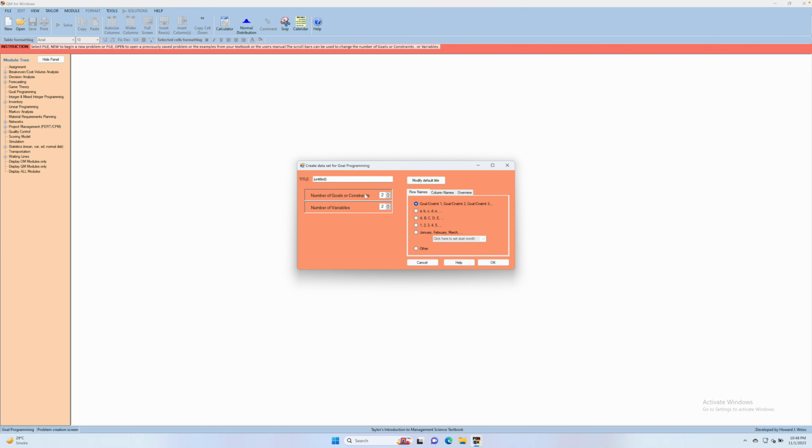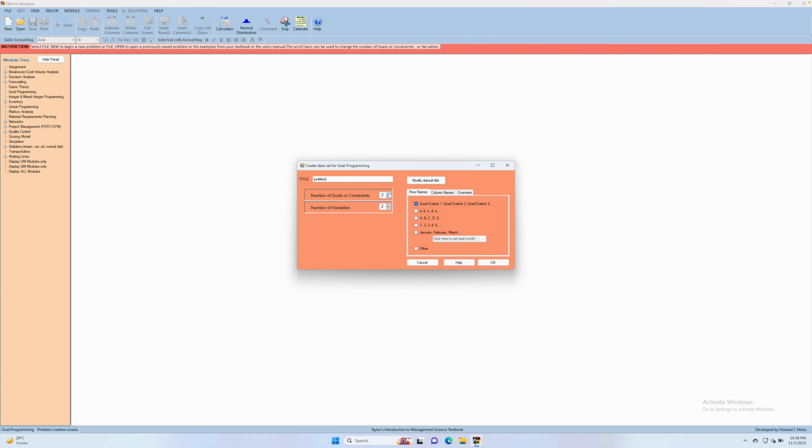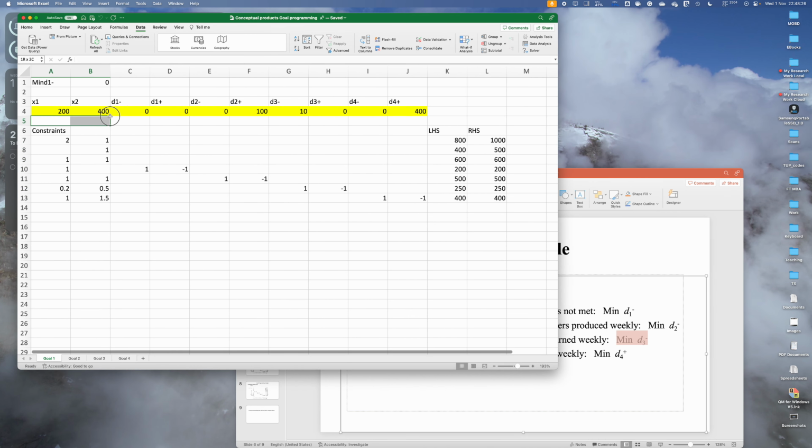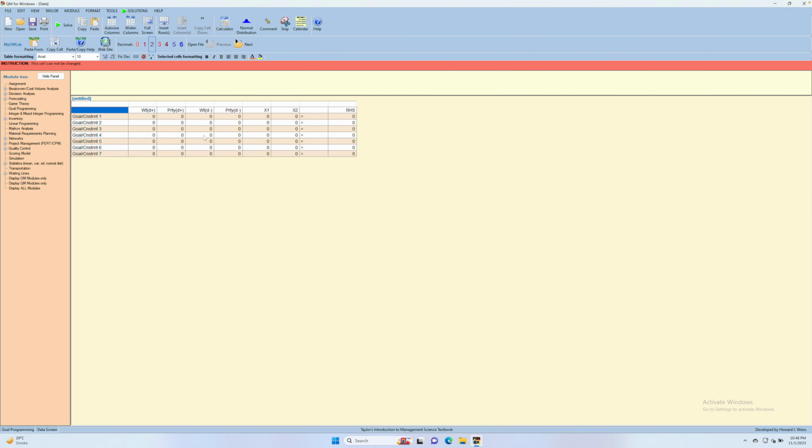It is going to ask how many goals or constraints. So in total, how many constraints you have, including the functional constraints as well as the goal constraints. In total I have 7, so I'm just going to write 7 here. It is asking how many variables. The number of variables I have is only 2. These are the deviation variables, so I'm just going to keep it as 2. If you want to change the row name or column name, you can put your own name instead of goal constraint, but I'm just going by default. So click OK.